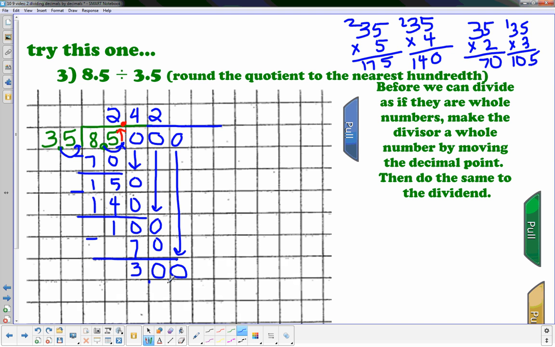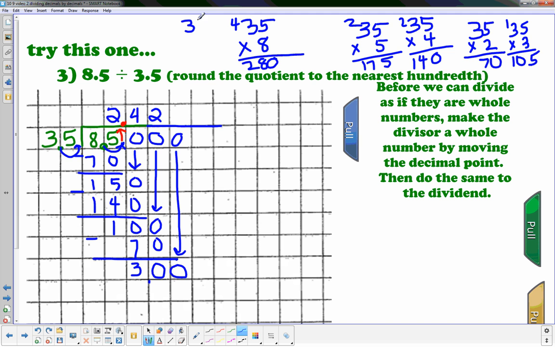Alright, I got to get close to 300. So 5 times 35 is 175. Let's try 8. Make sure you're writing this down. 8 times 3 is 24, plus 4, 28. So 280, that's pretty close.